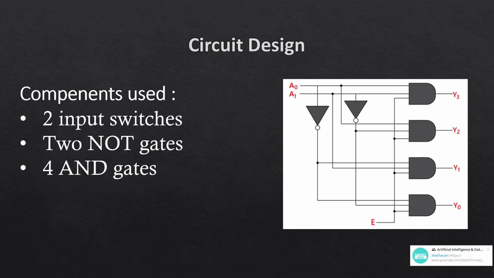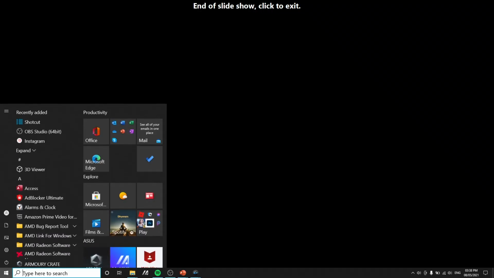This is the circuit design. The components used in the decoder are 2 input switches, 2 NOT gates and 4 AND gates. Now let's look at the working of the decoder.